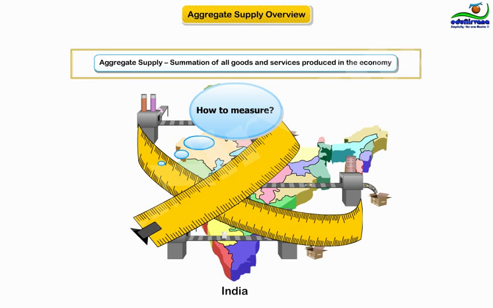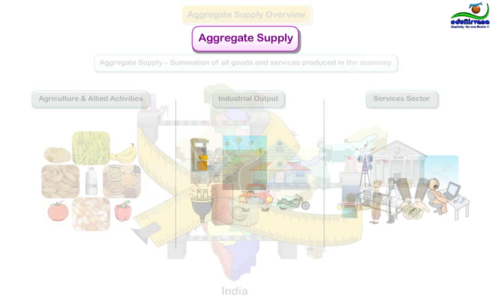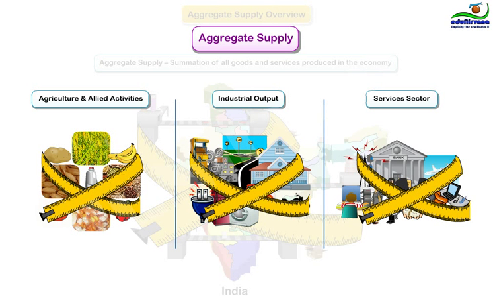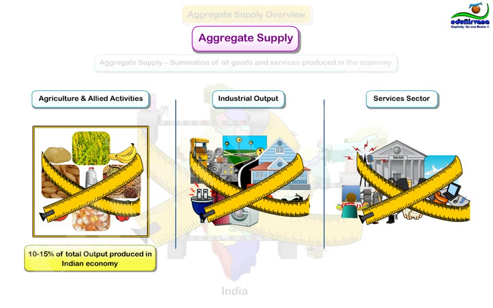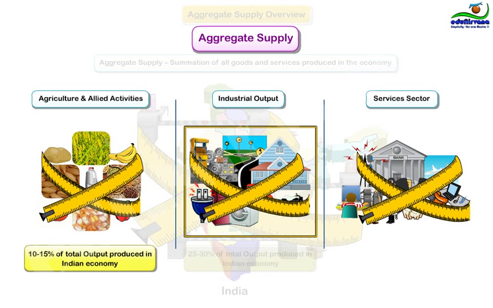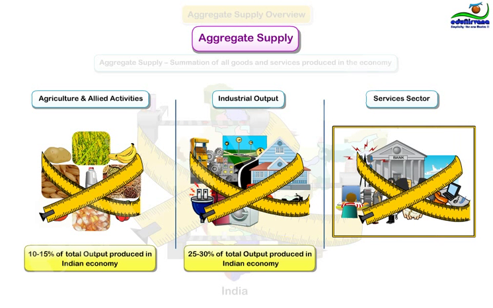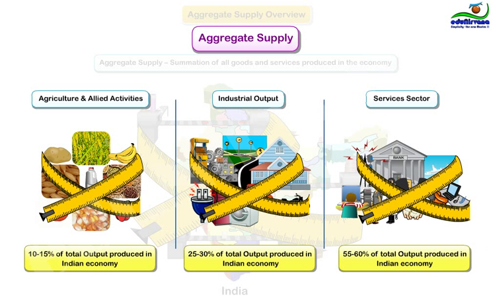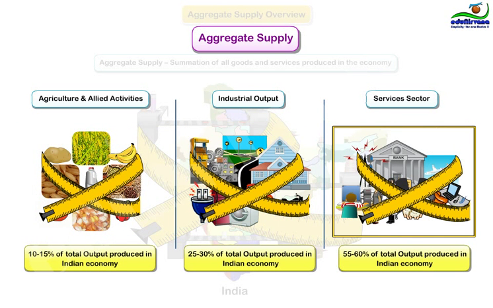the economy. Broadly, aggregate supply of all the markets is measured in three categories. That is, agriculture and allied activities. It weighs about 10 to 15% in the total economy. Industry weighs about 25 to 30% in the economy. And services, it weighs about 55 to 60% in the total economy. Let's delve deeper into each of these categories to understand the supply side of the Indian economy.